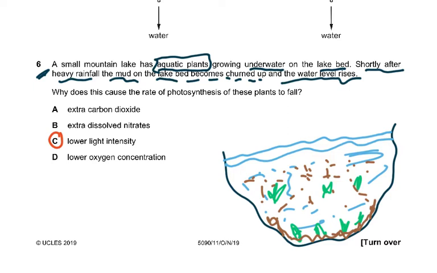Why does this cause the rate of photosynthesis of plants to fall? The only possible answer was lower light intensity. Now light has to pass through a whole lot of things, and plus there is all this mud here. So all that is going to be probably reflected back when it hits particles of mud. So lower light intensity was the answer to that.